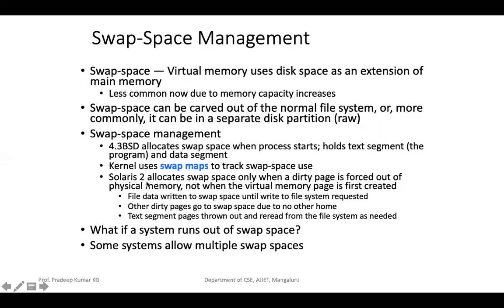Coming to the Solaris 2 operating system, it allocates swap space only when a dirty page is forced out of physical memory. What is a dirty page? It is a page that has some invalid values. Swap space is used when that dirty page is forced out of physical memory, not when the virtual memory page is first created. File data is written to swap space until a write to the file system is requested.